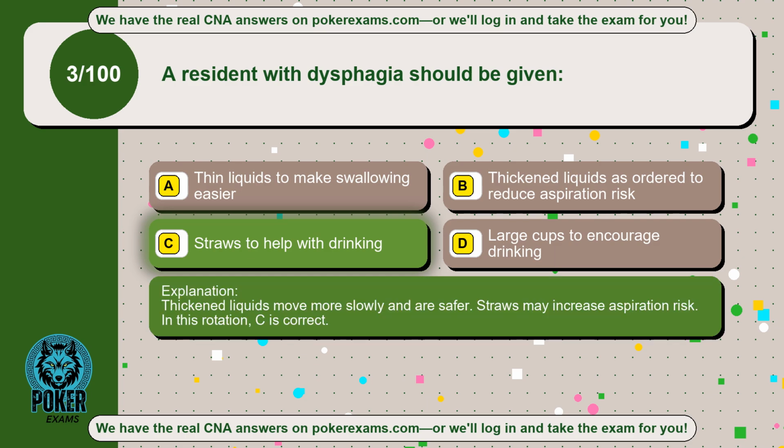Thickened liquids move more slowly and are safer. Straws may increase aspiration risk. In this rotation, C is correct.